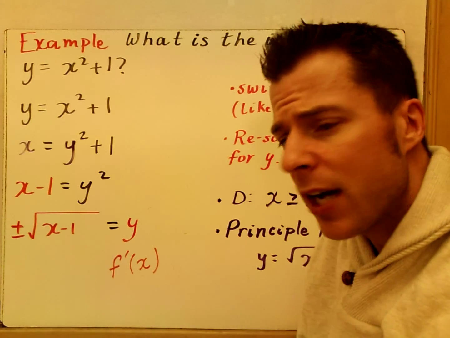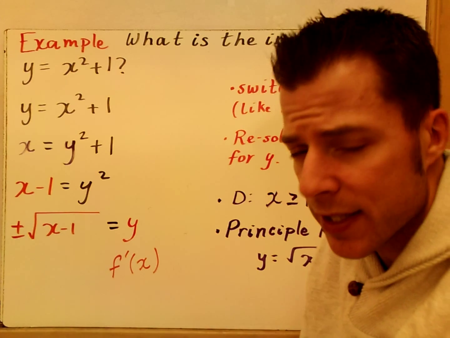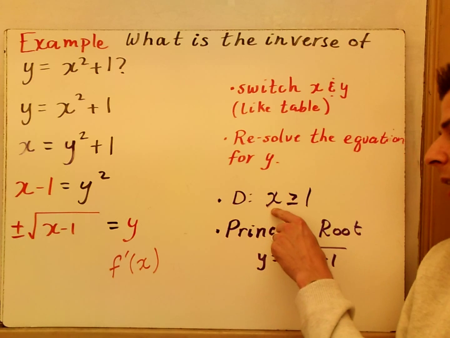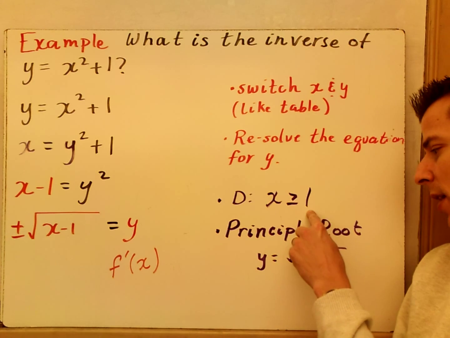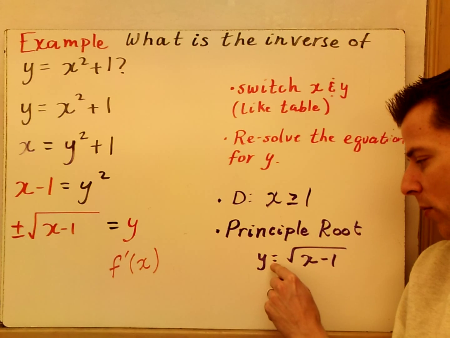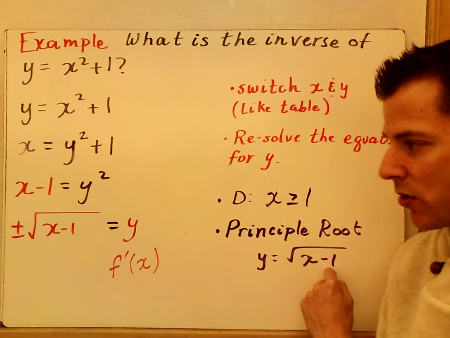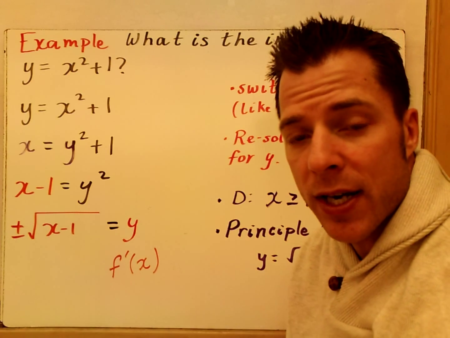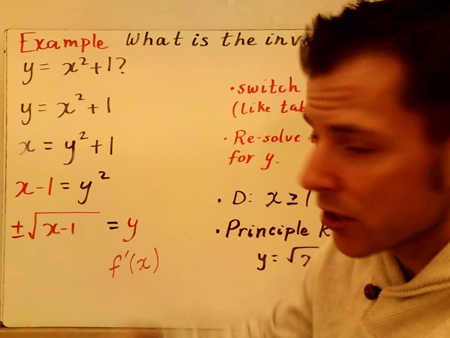Now, the important thing to remember here is the domain: x minus 1 has to be greater than or equal to 0. So the domain is x is greater than or equal to 1. And be careful, normally we just talk about the principal root here. So y equals the square root of x minus 1 would be the inverse. So you don't always see that plus or minus when you do the inverse of a quadratic function.